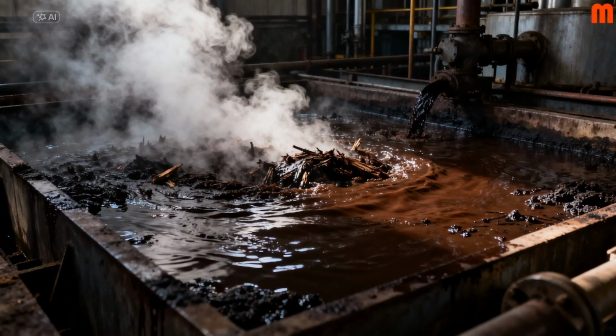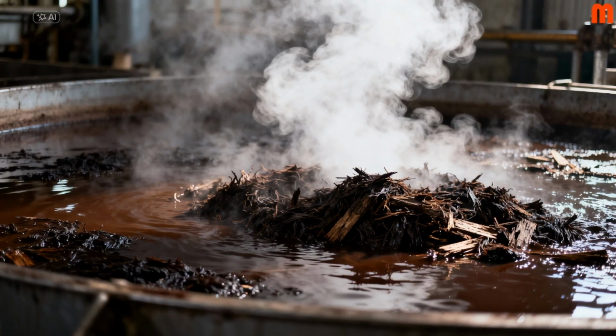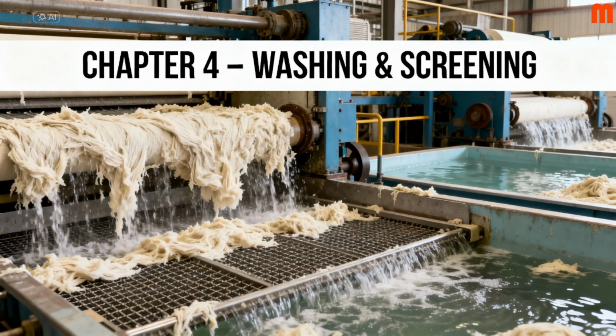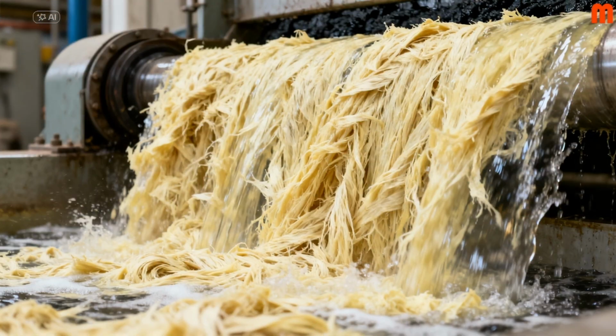Dramatic steam shots. After several hours, the once solid wood has transformed into a loose mass of separated cellulose fibers floating in liquid. Chapter 4. Washing and Screening. Next, the pulp passes through powerful washing systems. Here, clean water removes the black liquor, leaving behind a pale yellow fibrous slurry.